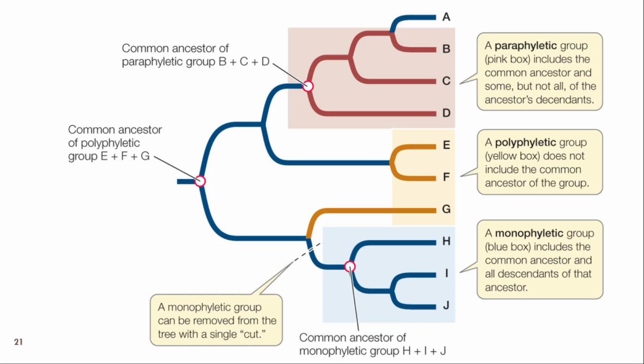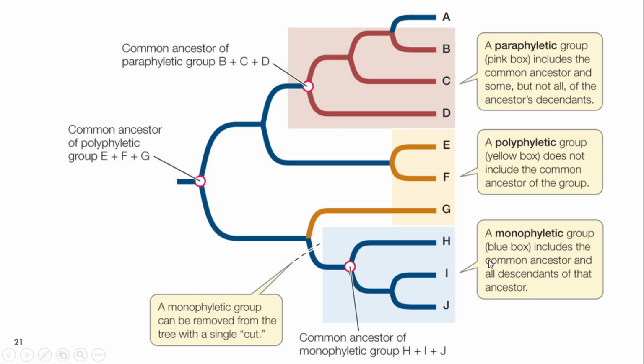Here is one more example. You can easily identify the monophyletic, paraphyletic, and polyphyletic groups. If you see this one, it is monophyletic, because the common ancestor is there. This point is the common ancestor of H, I, and J. So you can see all the descendants of the common ancestor are included. So this is simply known as monophyletic.